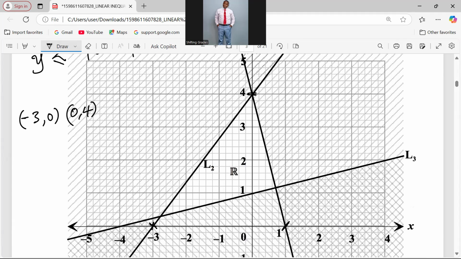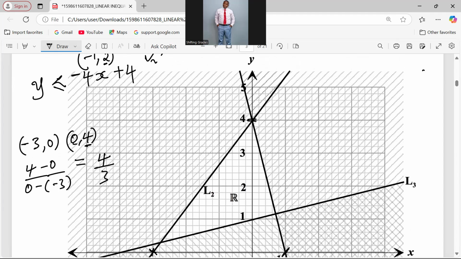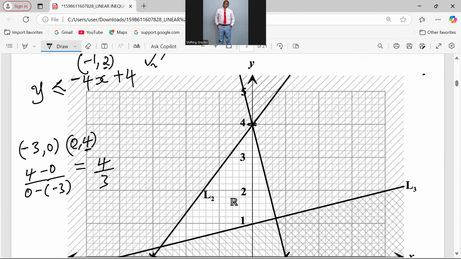So we can get the gradient by taking the change in y, which is 4 minus 0, over the change in x, 0 minus negative 3. So you see now, this is 4 out of positive 3, because minus negative 3 becomes a positive. So the gradient there is 4 over 3. And the y-intercept is still 4. So the equation will be written where there is m, we put a gradient of 4 over 3, x plus the y-intercept of 4. We are now having the equation of line L2.